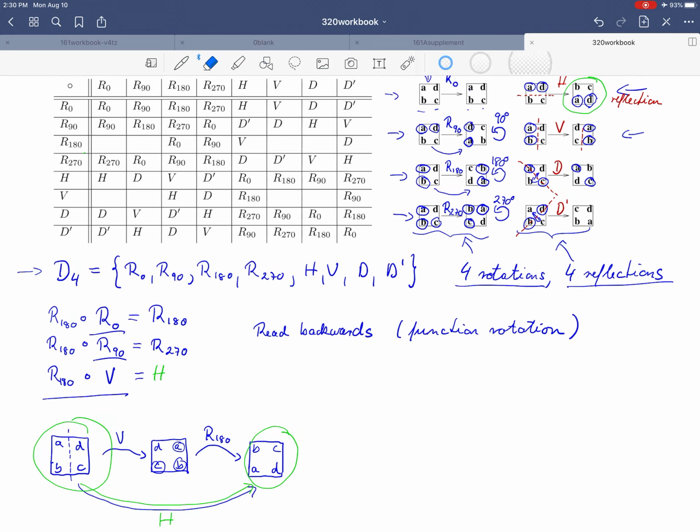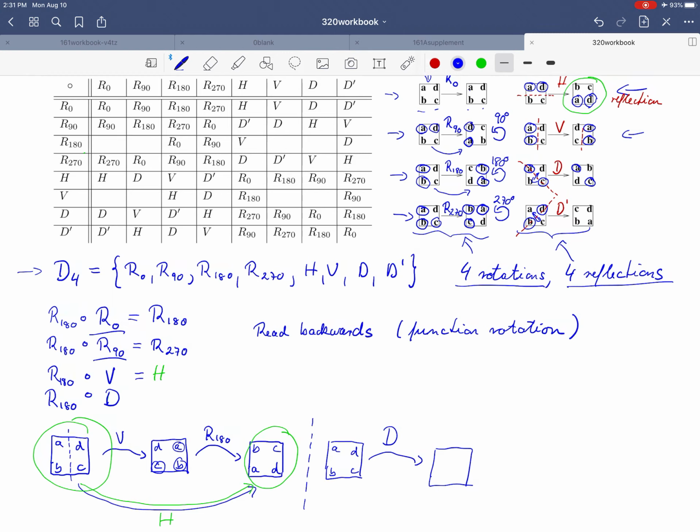I want to do one more example, so let me make a little space right here. I want to do a diagonal reflection followed by my 180-degree rotation. So what is that? You may want to pause the video and try it yourself and then watch whether your result agrees with mine. I start with my square again in the original order, and I'm first going to do my diagonal flip, and then I'm going to do my rotation.